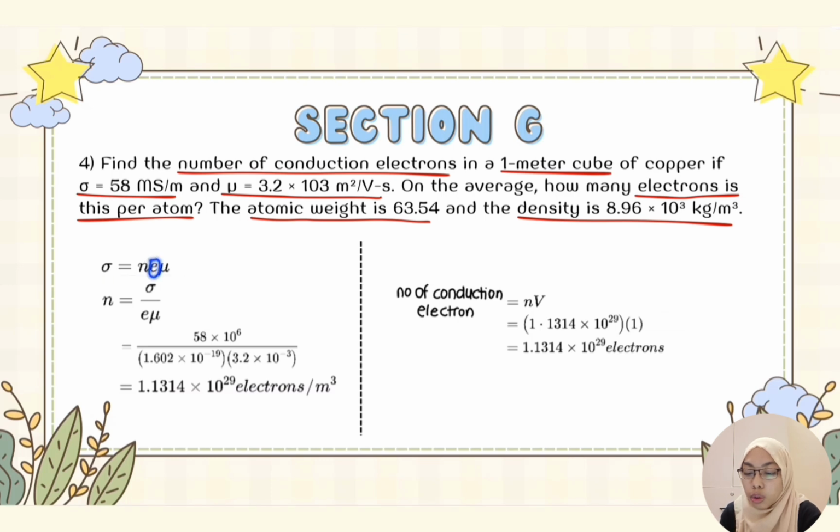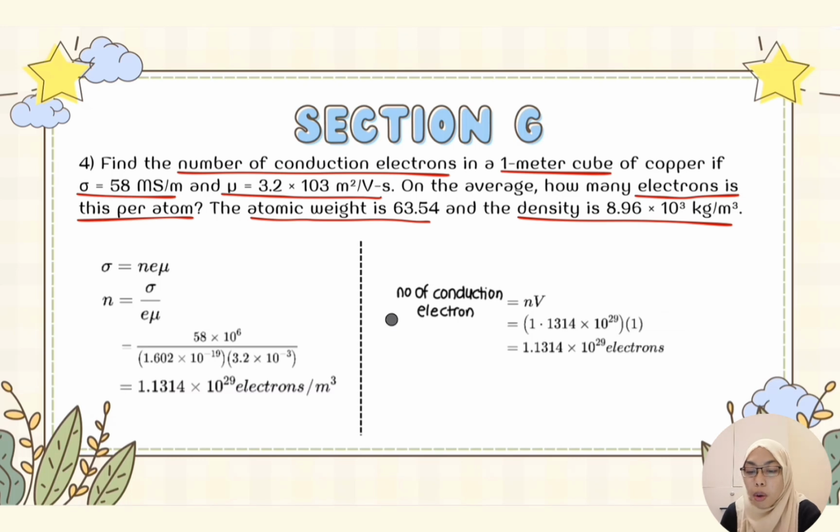E is the electron value. We have the value of sigma and E and mu. So we don't have the value of N, so we can get the N. So N equal to sigma over E mu, which is 58 times 10 to the power of 6 divided with 1.602 times 10 to the power of negative 19 times with 3.2 times 10 to the power of negative 3, and we can get the N value is 1.1314 times 10 to the power of 29 electrons per meter cube.